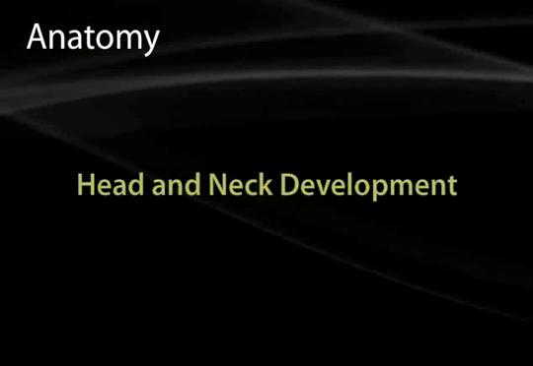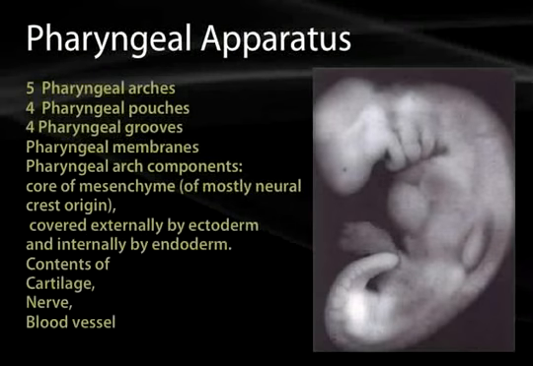Welcome to segment 46 of the Falcon Online Anatomy Review. This time we're going to be discussing the head and neck developmental issues. We'll start with the pharyngeal apparatus.